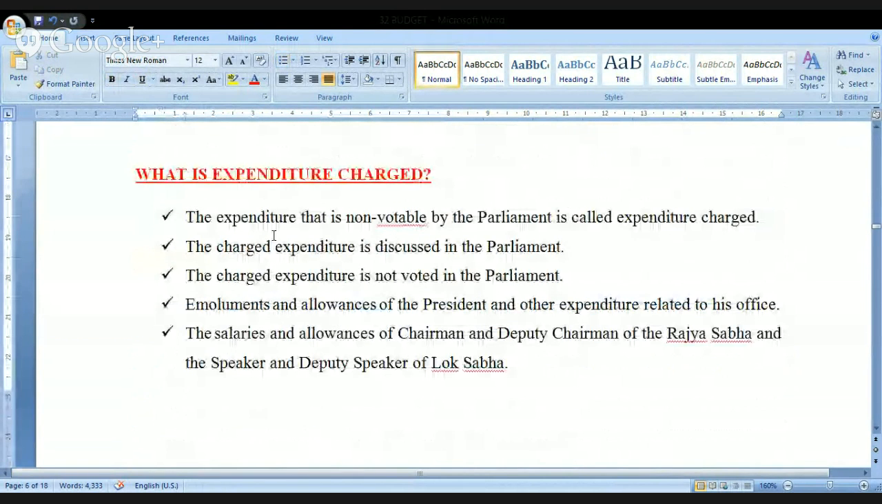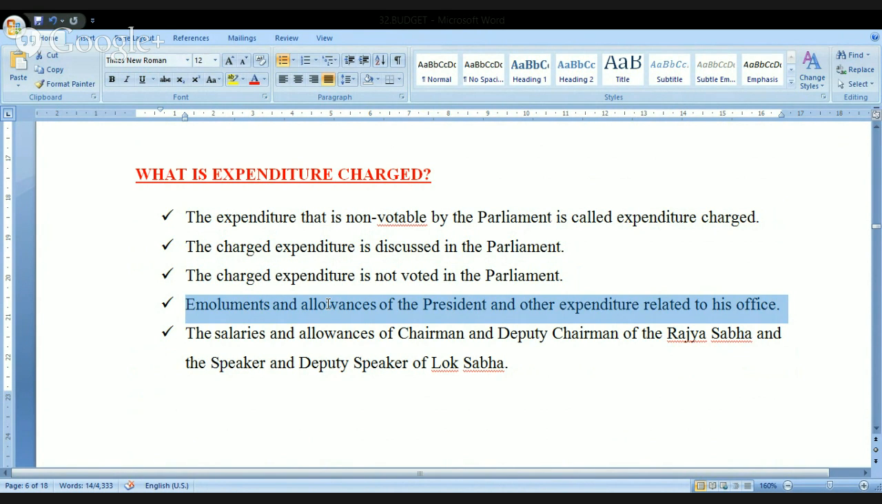What do you mean by this expenditure charge? This is non-votable by the Parliament and it is called the expenditure charge. Look at this, very, very important. It is subjected to discussion, but it cannot be voted. The charged expenditure is discussed in the Parliament and the charged expenditure is not voted in the Parliament. Next one is the emoluments and allowances of the President and other expenditure related to his office. Examples here. What do you mean by charged expenditure? It is subjected to discussion. It is not subjected to voting.